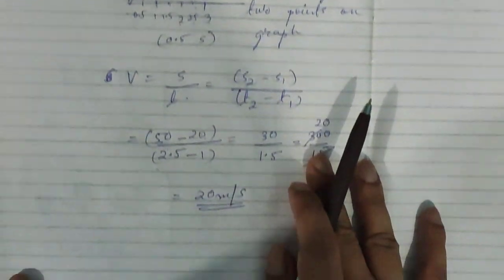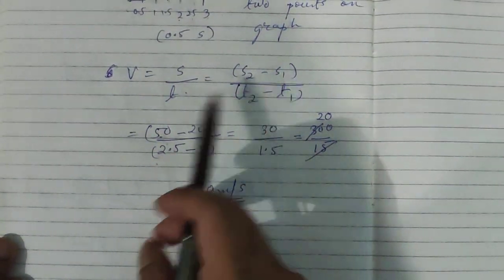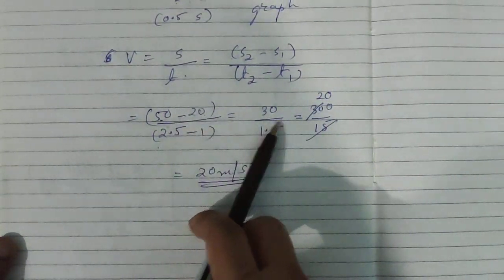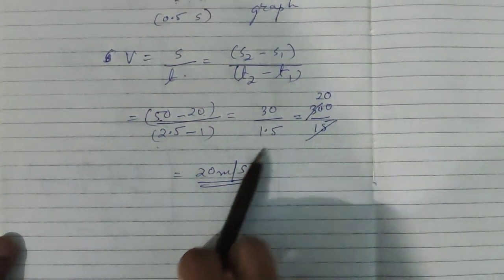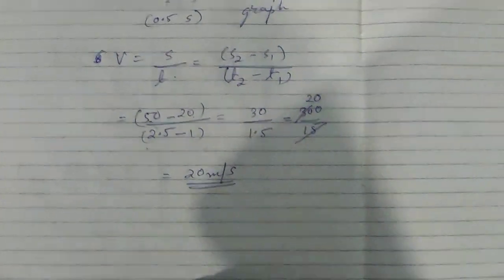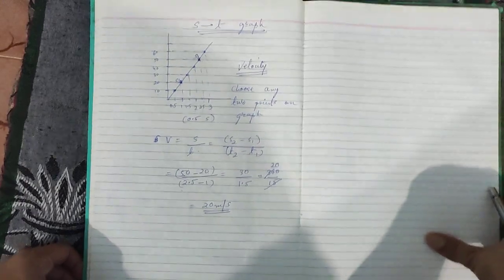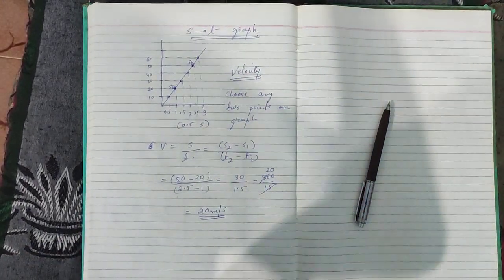So we have the time and the distance, or simply you can use S2 minus S1 upon T2 minus T1, and what you get over here is 50 minus 20 is 30, 2.5 minus 1 is 1.5, and ultimately you get the answer, that is 20 meters per second. So this is how you find the velocity of an object which is in uniform motion using a displacement time graph.